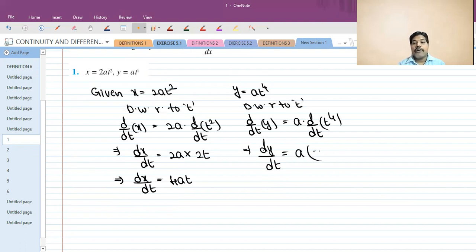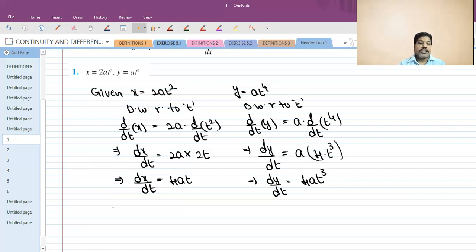What is the derivative of x power n, students? n into x power n minus 1. So the derivative of t power 4 is 4 into t power 4 minus 1, which becomes 3. So dy by dt, what is the dy by dt value, students? That is nothing but 4a t cube.